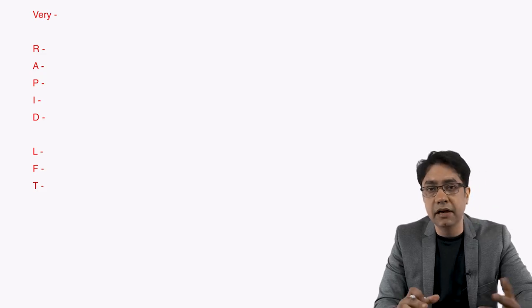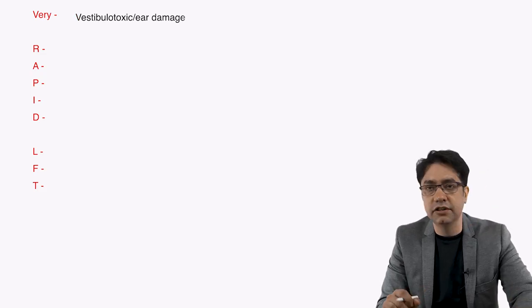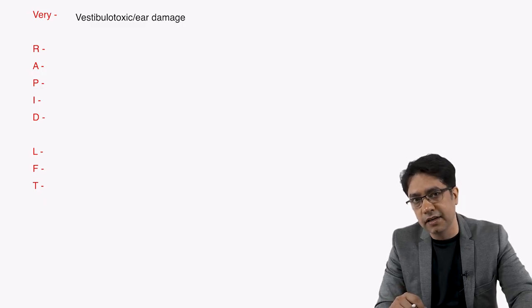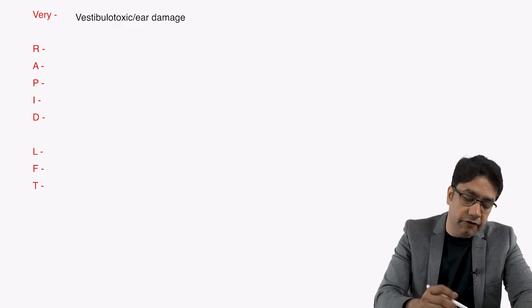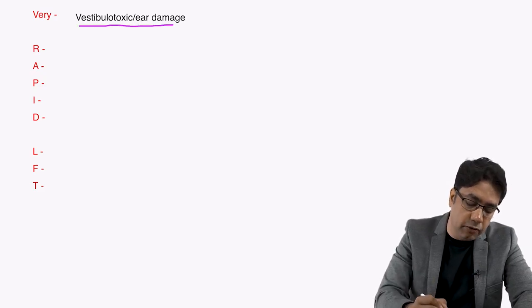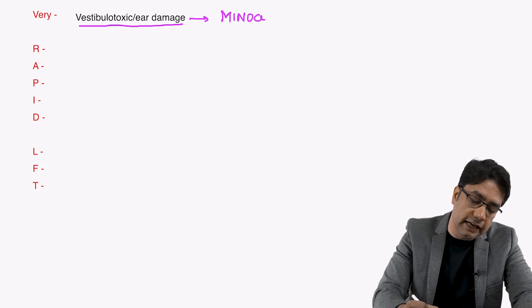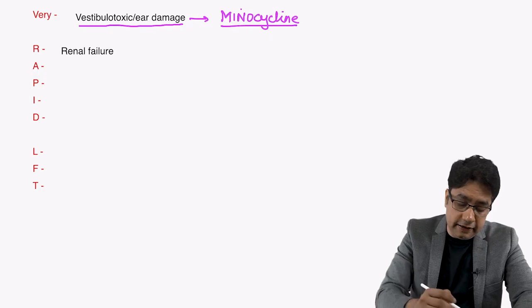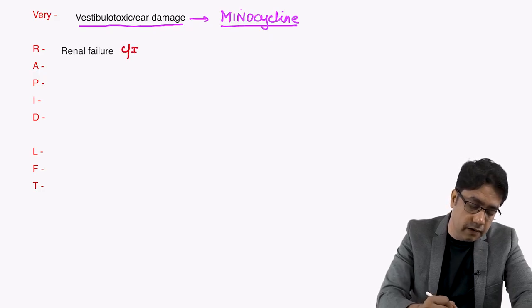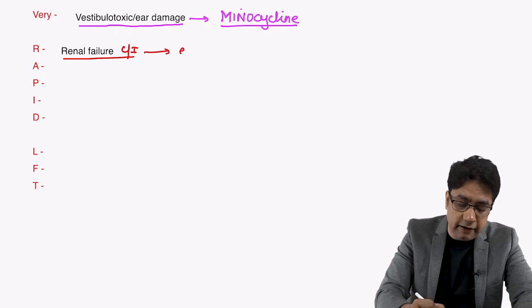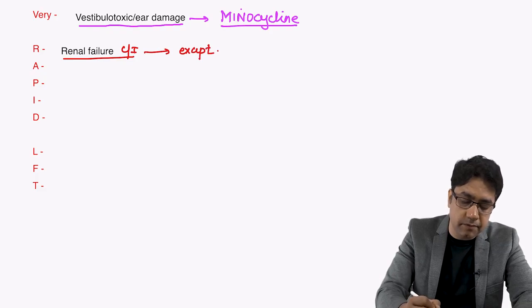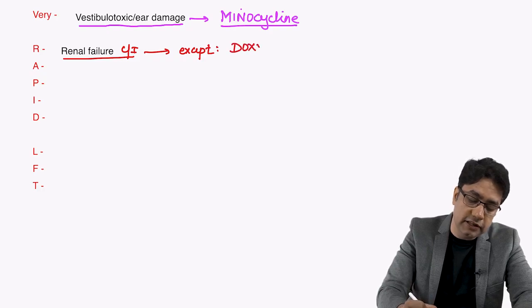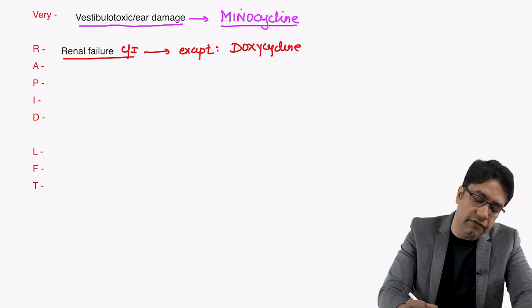So again, we can make a mnemonic, very rapid LFT. First is important, vestibulotoxic. They damage the ear. And which tetracycline causes vestibular damage? We will write minocycline. Minocycline is a tetracycline which causes ear damage, permanent ear damage. They are contraindicated in renal failure. All tetracyclines are contraindicated in renal failure except, as we just discussed, doxycycline. Doxycycline is renal safe. It can be given.